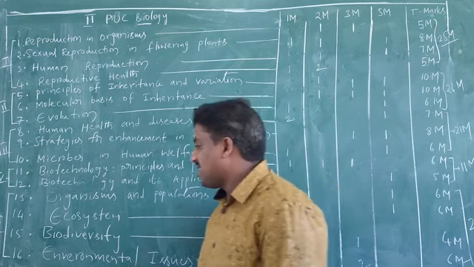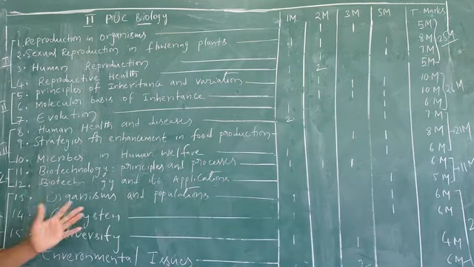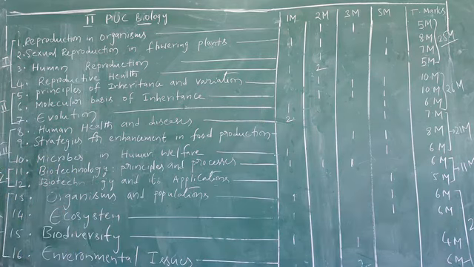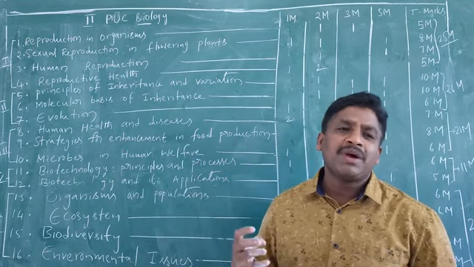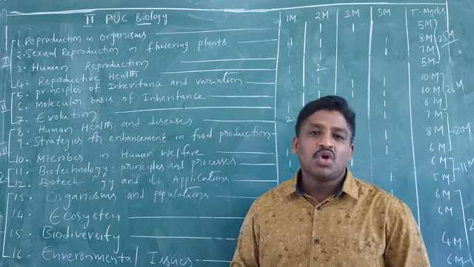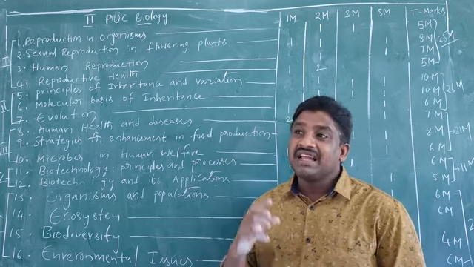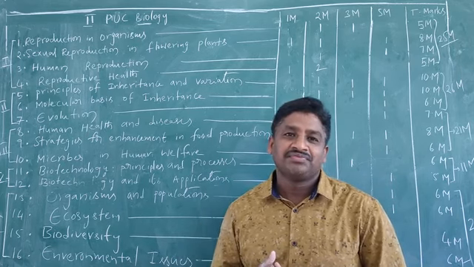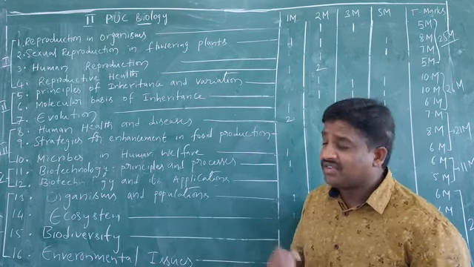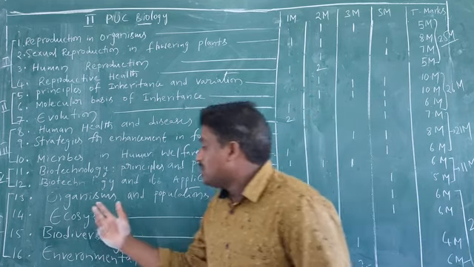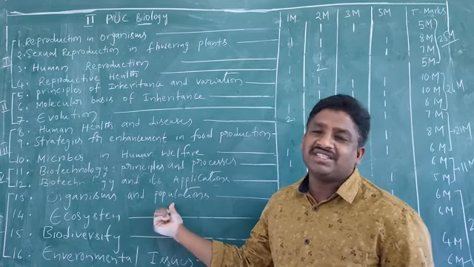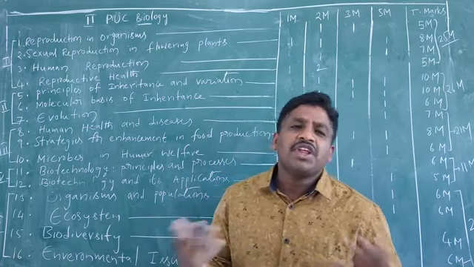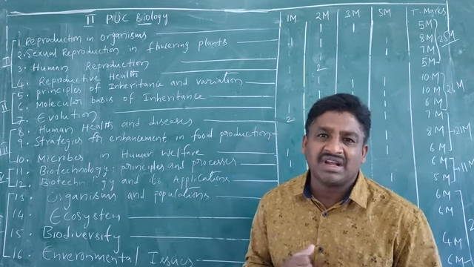And next is the last unit: organisms and populations, ecosystems, biodiversity, and environmental issues. Organisms and populations. Actually, what is meant by organism? How the organism interacts with the environment, and how the organism interacts with other organisms. Next, populations. Every individual of a species is what we call an organism.